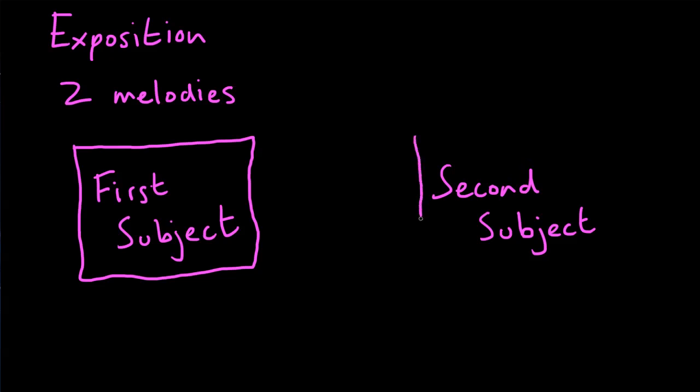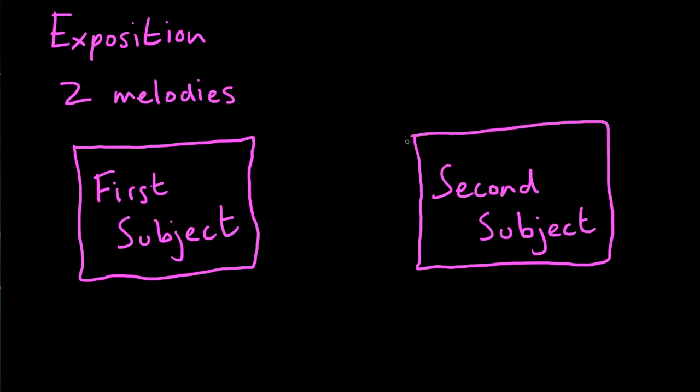So we have this second subject that will be in a related key. If it's in a minor key, often the second subject is in the related major key. So if the first subject was in A minor, we could probably expect this second subject melody will be in C major.